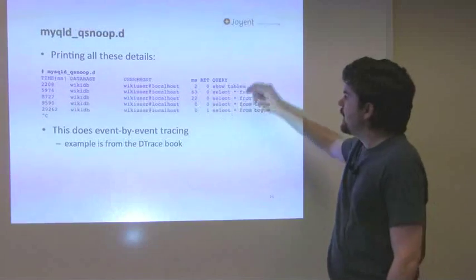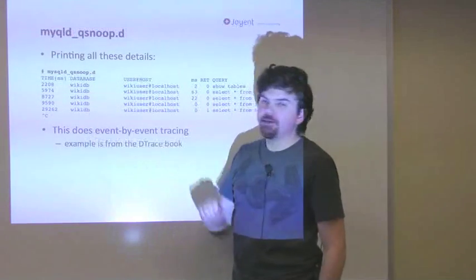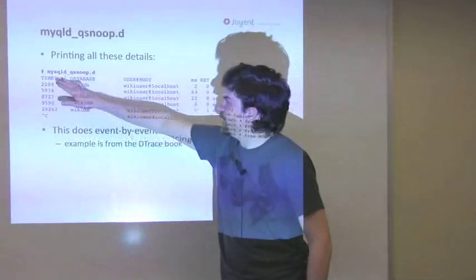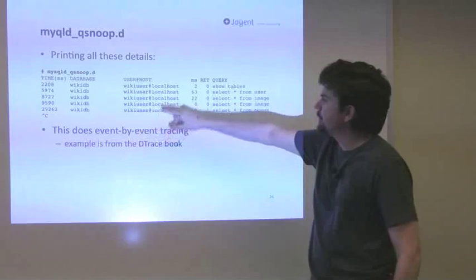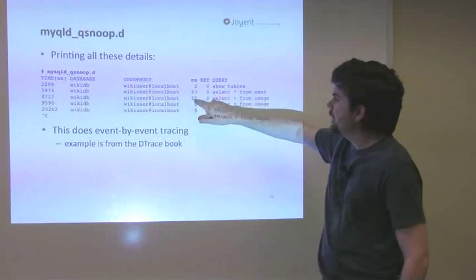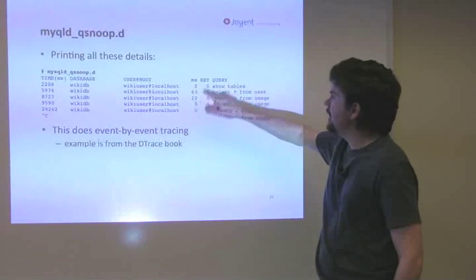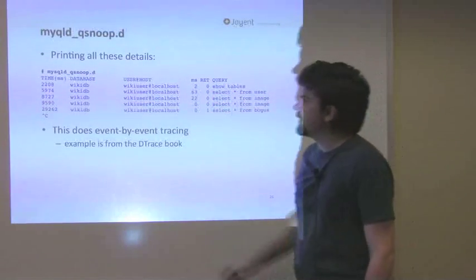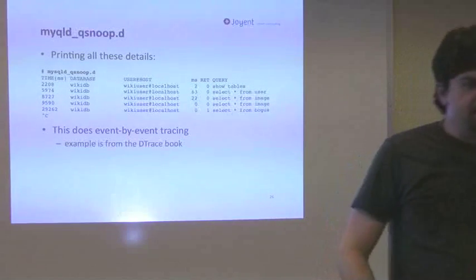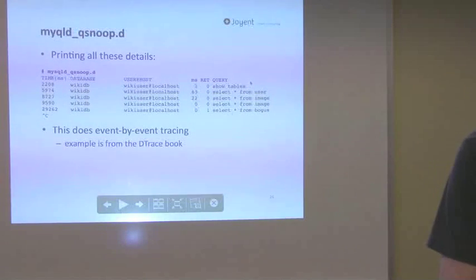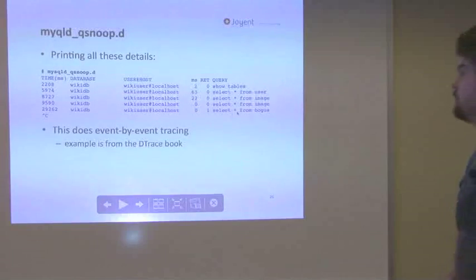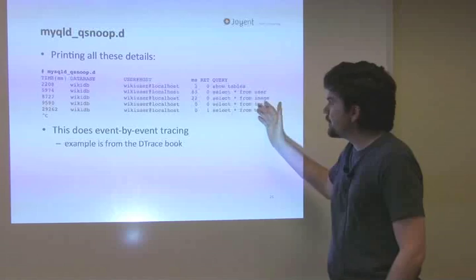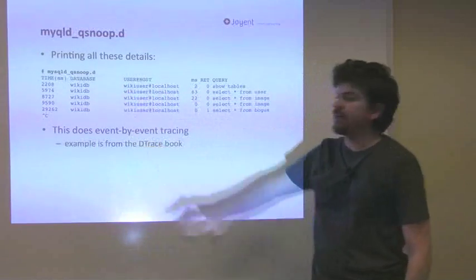Just to show putting those together, this is a script from the DTrace book. It's also online. It's snooping the query time and providing other details. So we've got time in milliseconds. There's the database string, user at host, the actual query latency time, the return result, and then the query string. So that's the start times on the left. That does event-by-event tracing.